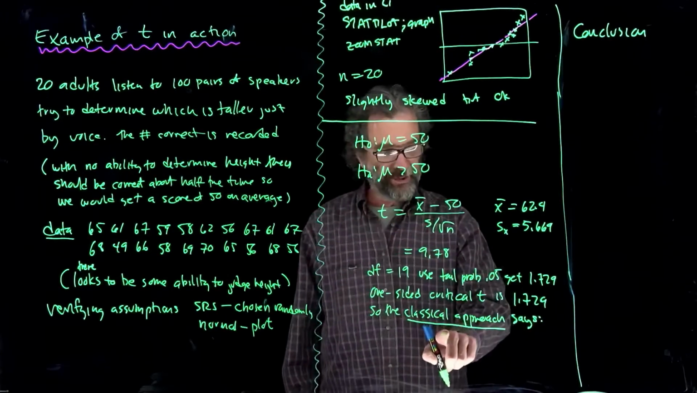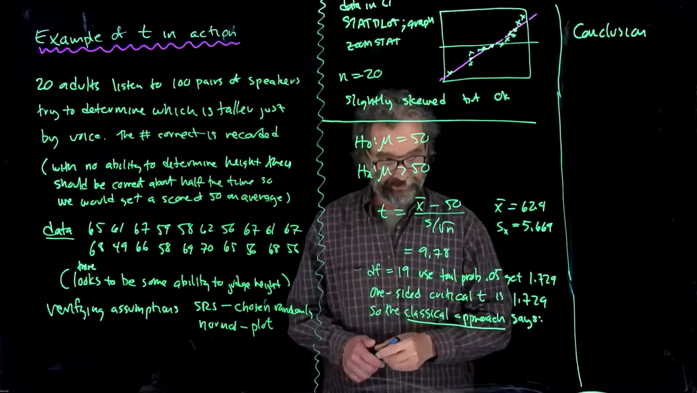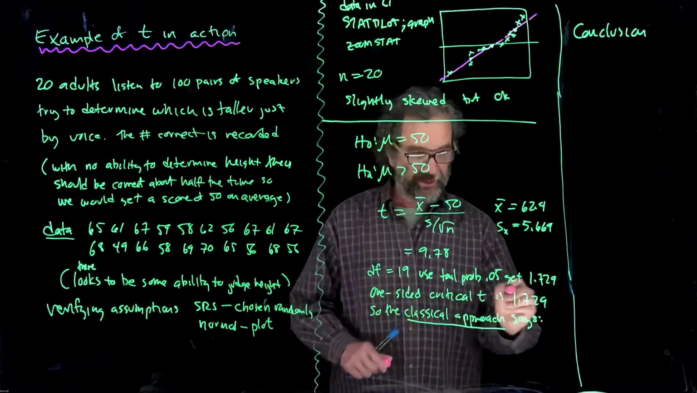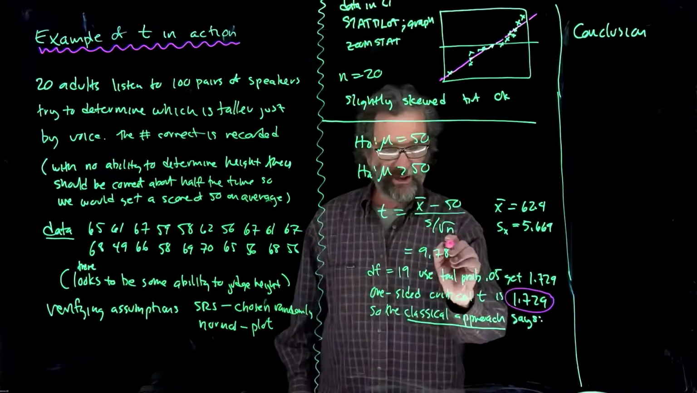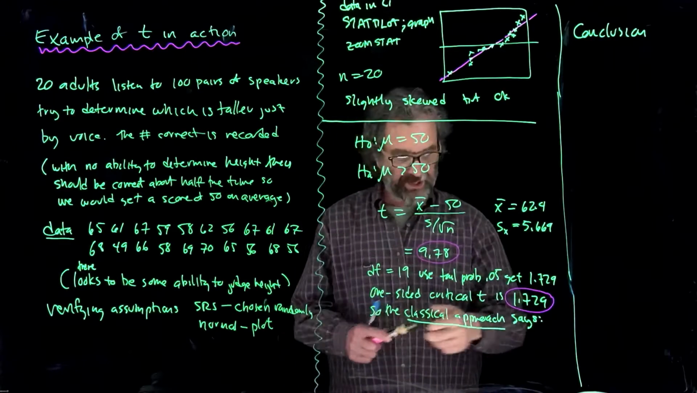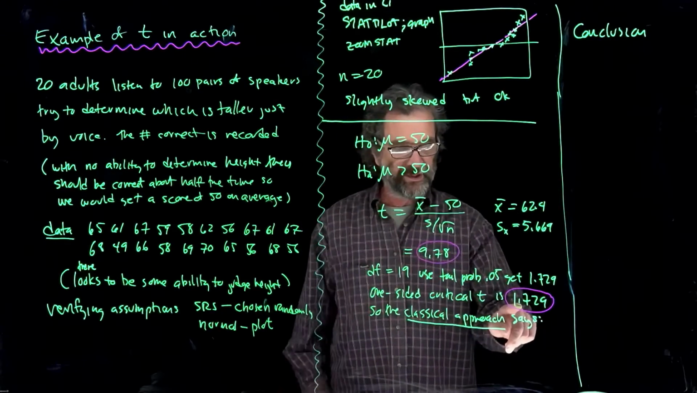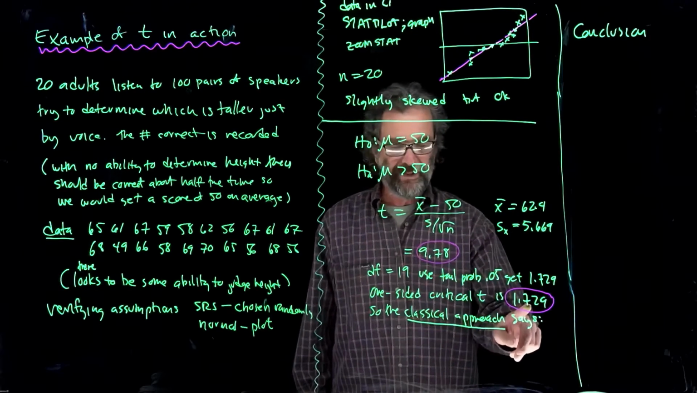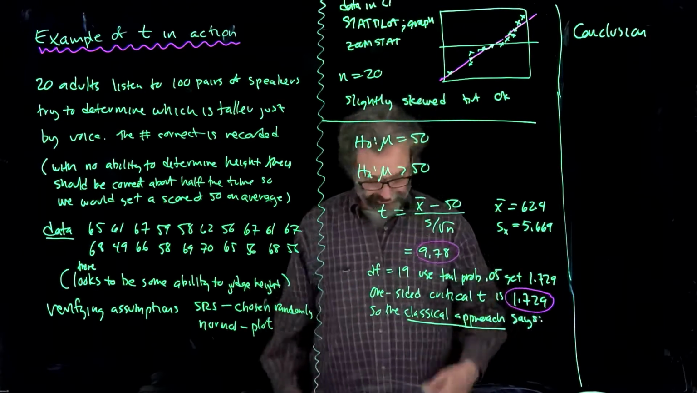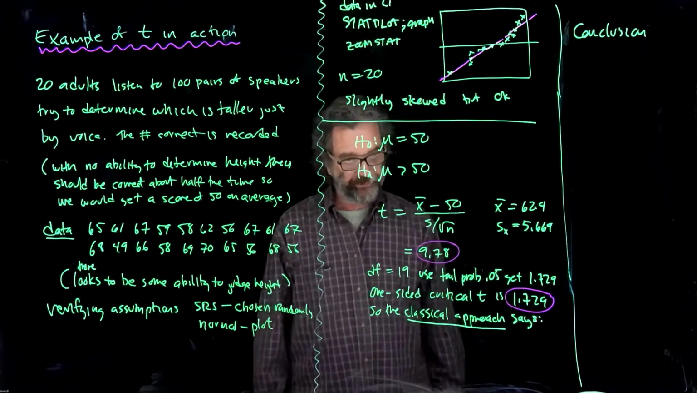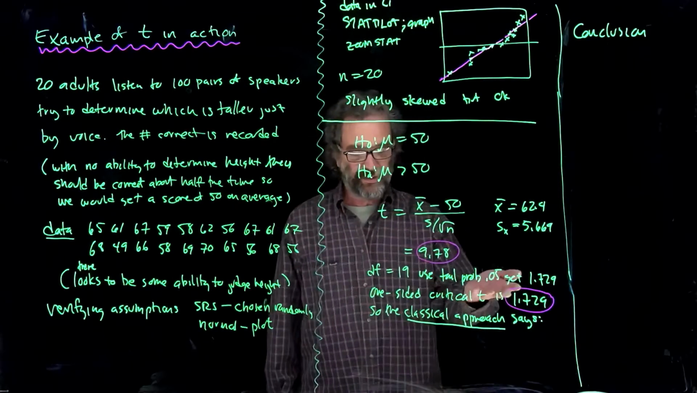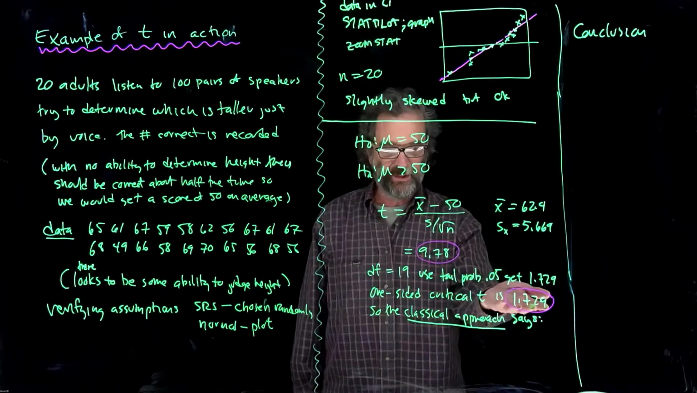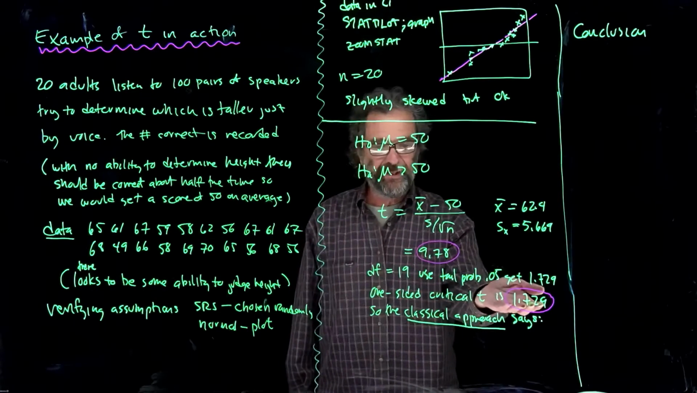So the classical approach says I'm going to compare this number, 1.729, with my t-value, and it says t has to be bigger than that to be considered statistically significant. So anything bigger than about 1.7. 1.7 is like our 2 number. Okay. So it's a one-sided test, so it's ordinarily a little bit less than 2, which is what this is. You have to beat that number to be considered significant.